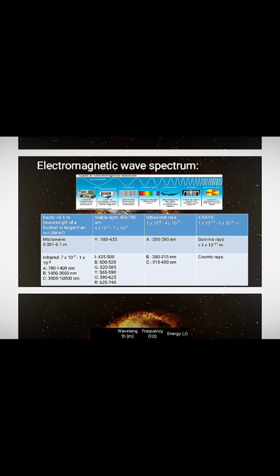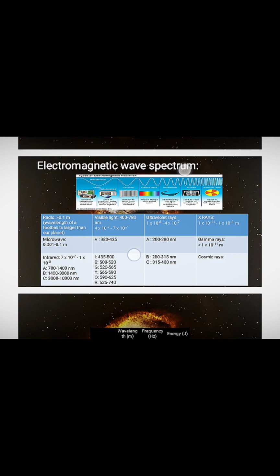X-rays fall in the range of 1 into 10 raised to minus 11 to 1 into 10 raised to minus 8 meter. Gamma rays fall in the range that is less than 1 into 10 raised to minus 11 meter. Then finally the highest energy waves are cosmic rays, having the shortest wavelength. I said gamma rays earlier, but the shortest wavelength belongs to cosmic rays.